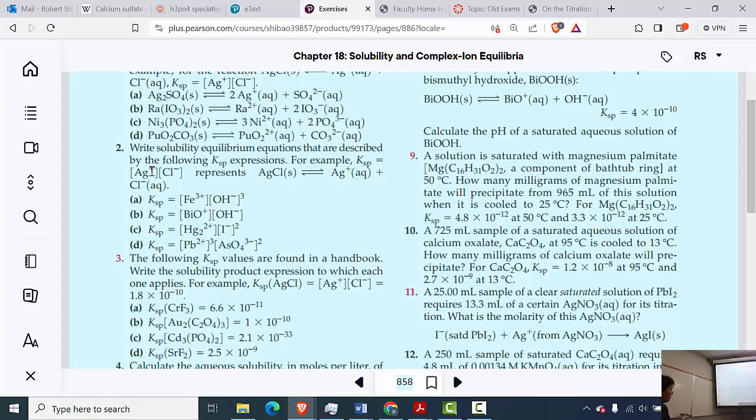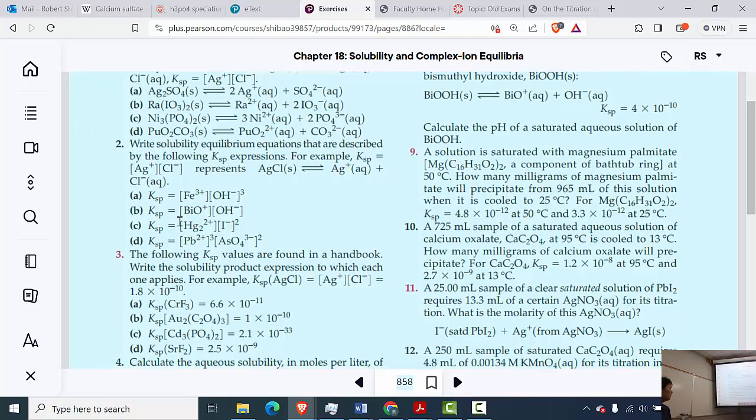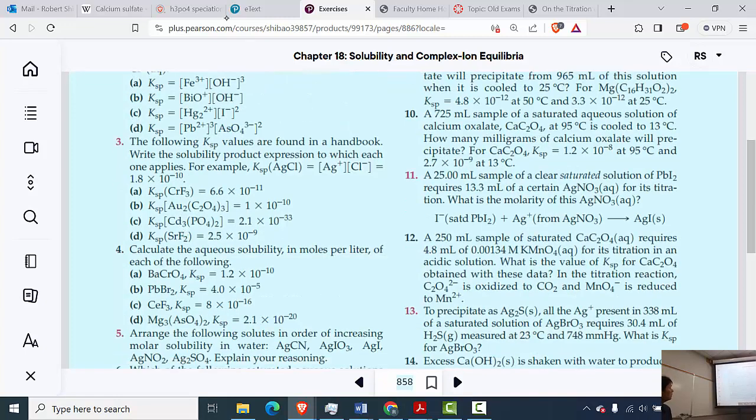The following Ksp values are found in a handbook. Write the solubility product expressions to which each one applies. Okay, so here we can do chromium 3 fluoride. This is going to equal chromium 3+ to the first, and then fluoride cubed, etc. Calculate the aqueous solubility in moles per liter for each of the following. Okay, so we'll stop here and we're going to do these.